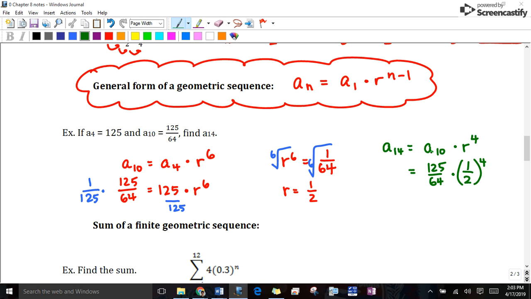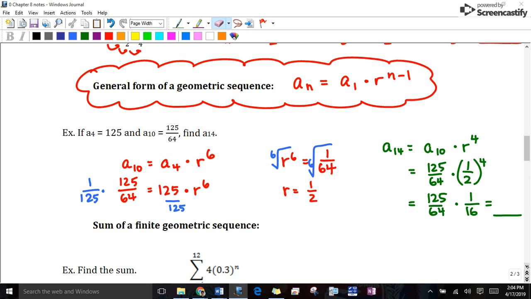Okay, and I now have all the information I need to find A14. So 125 over 64 times 1/16. And then again, I'm going to let you do the math to figure out what that term is. So that's the process. Build on what you know and solve for what you're missing.